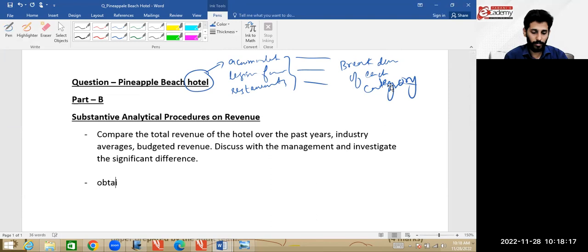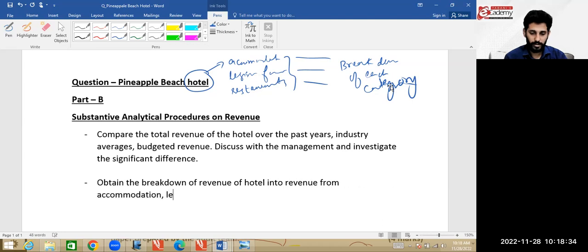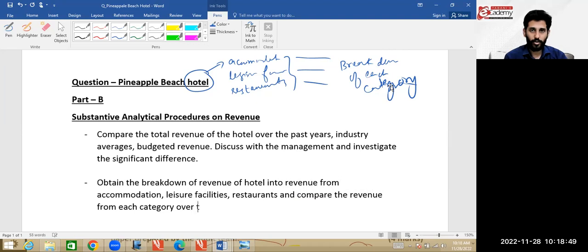So what you will be writing is: obtain the breakdown of revenue of hotel into revenue from accommodation, leisure facilities, restaurants, and compare the revenue from each category over the past years.